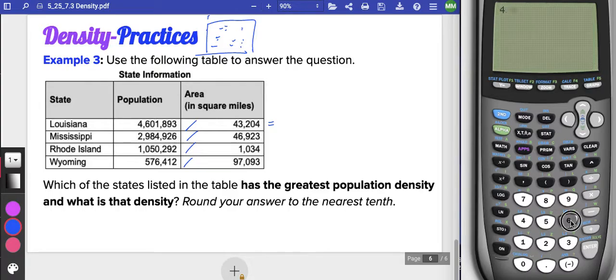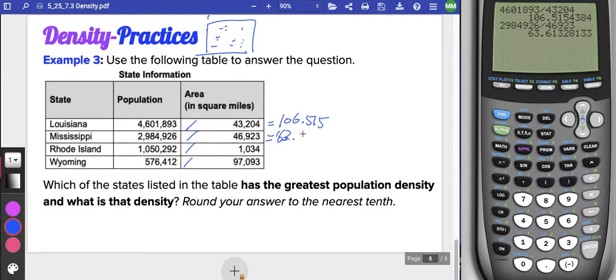So let's check the first one. 01893 divided by 43204, and the first one is 1.6515. The reason I write more decimals is just in case I have more numbers with the same whole part but different decimals. Divided by 46923, and this one is 63613. Okay, last two, 1050292 divided by 1034.